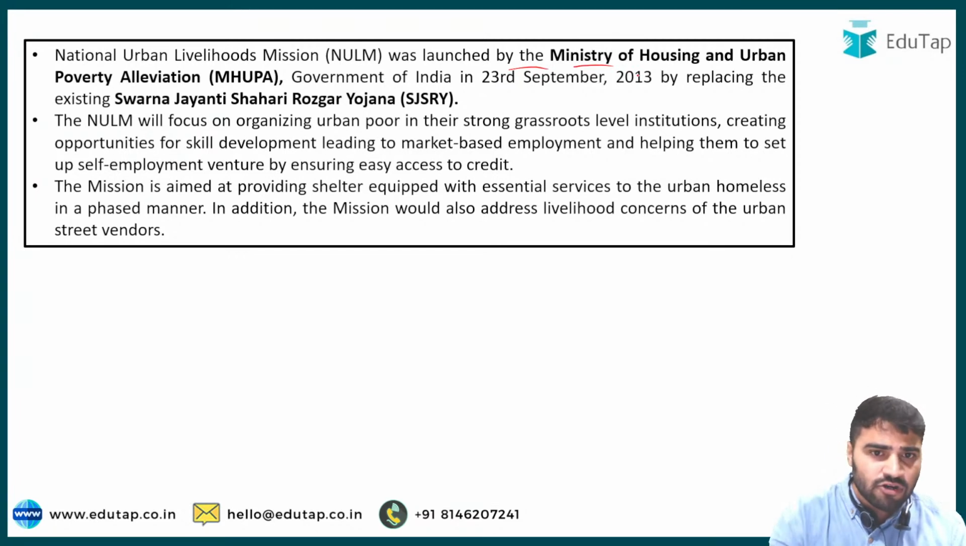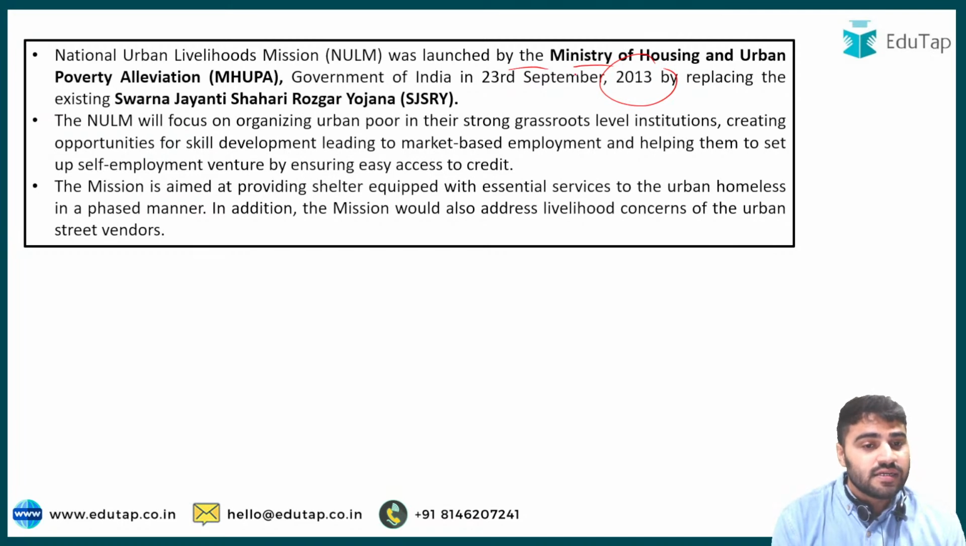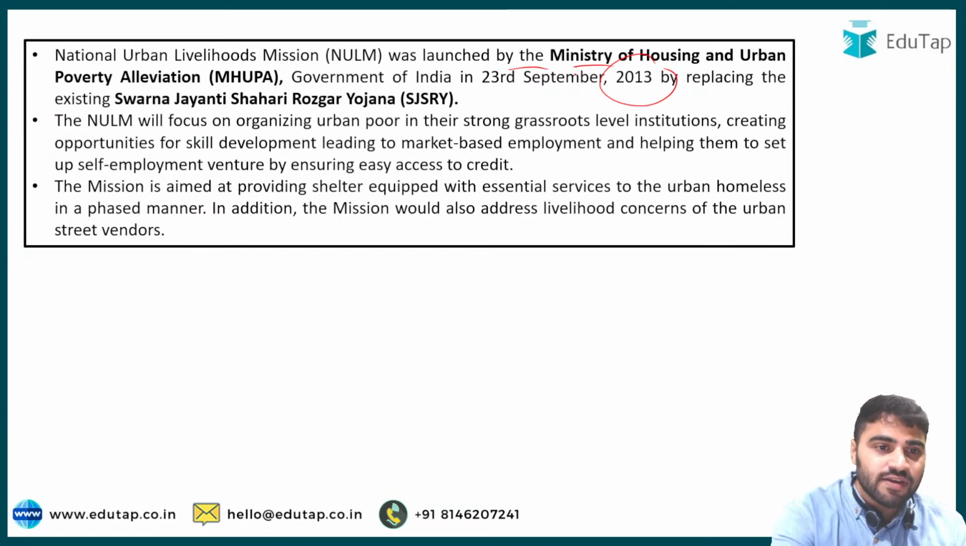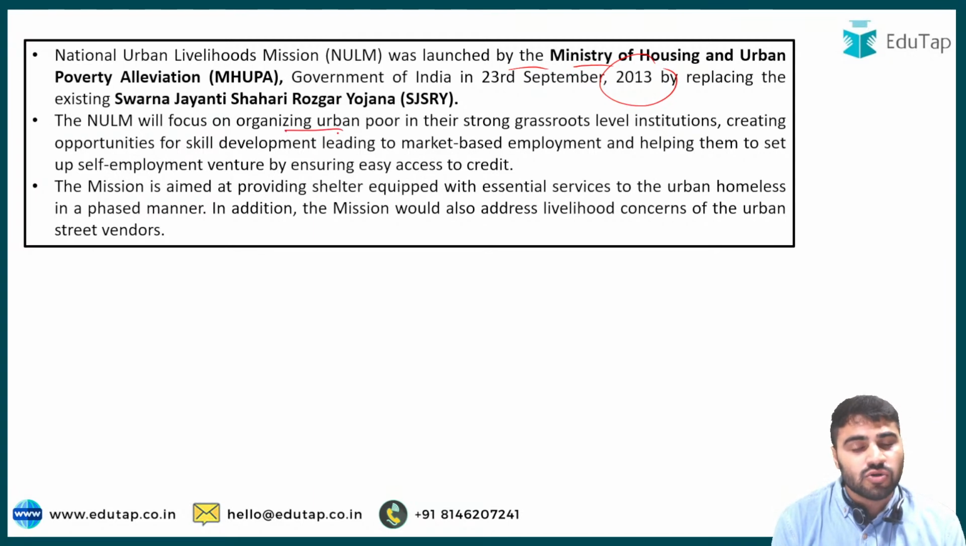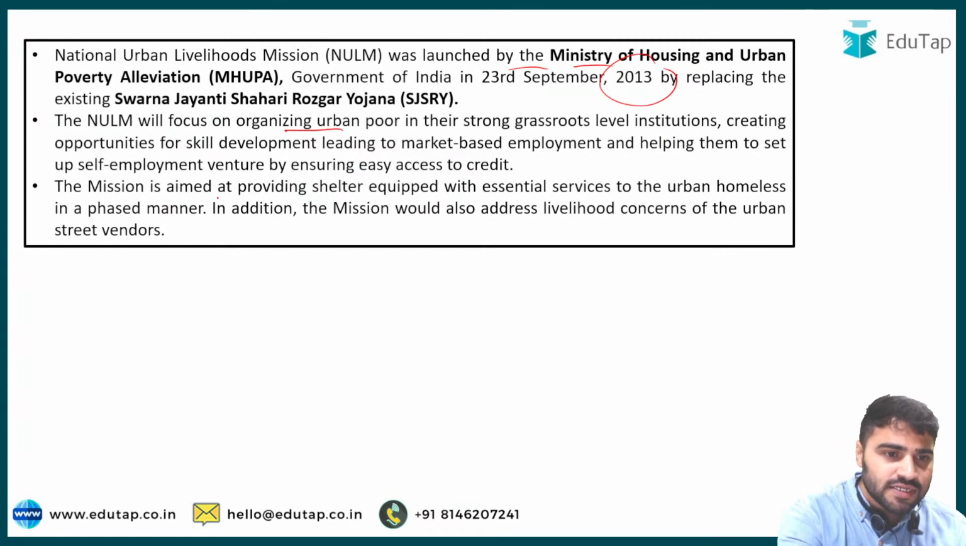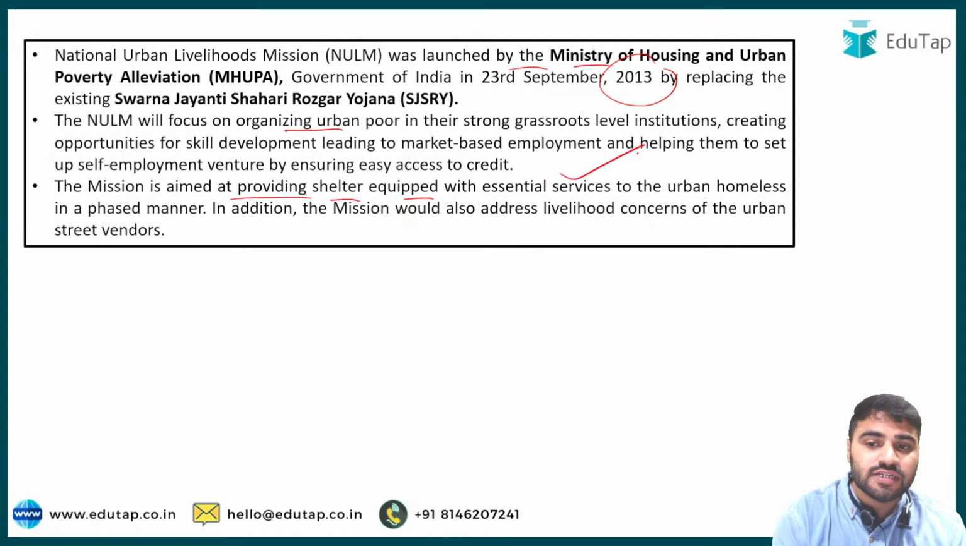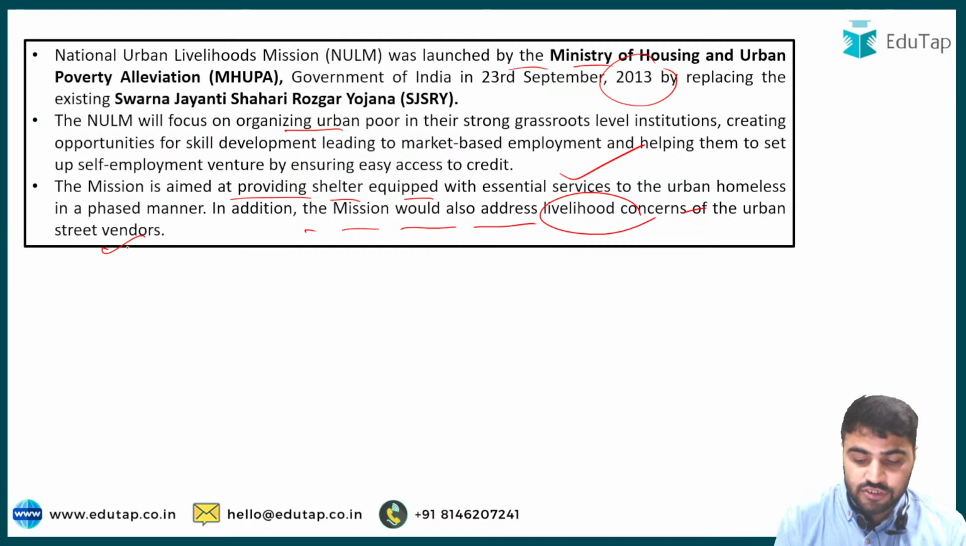The Government of India launched it in 2013 by replacing the existing Swarna Jayanti Shahri Rozgar Yojana, right? NULM will focus on organizing the urban poor in strong grassroots level institutions, creating opportunities for skill development leading to market-based employment, and helping them set up self-employment ventures by ensuring easy access to credit. The mission is also aimed at providing shelter equipped with essential services to the urban homeless in a phased manner. In addition, the mission would also address livelihood concerns of urban street vendors, right? So you can read the explanation.